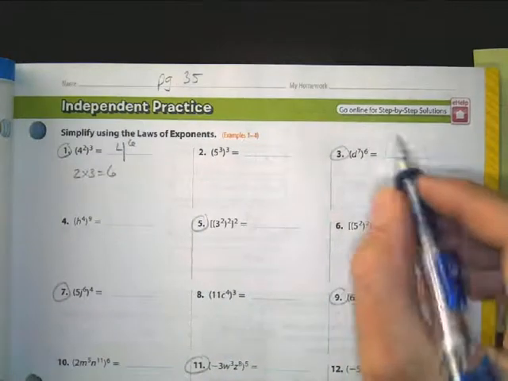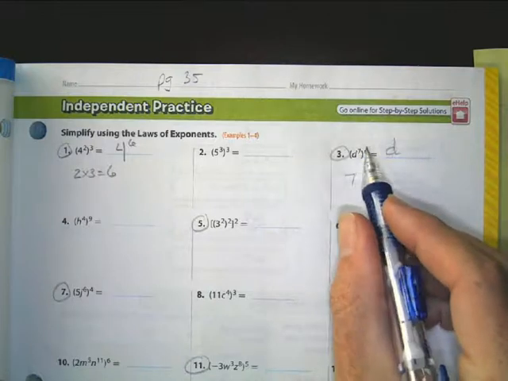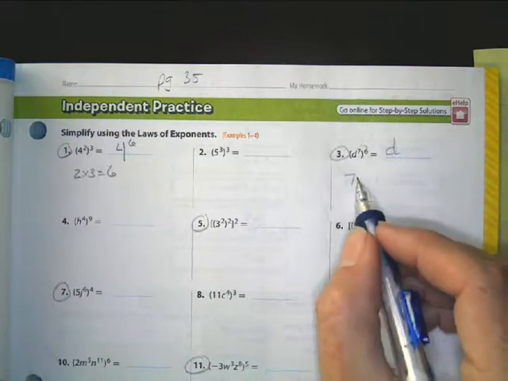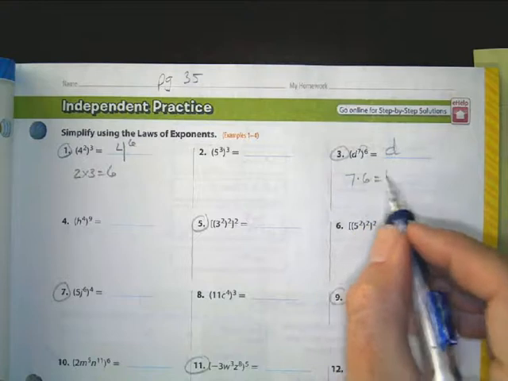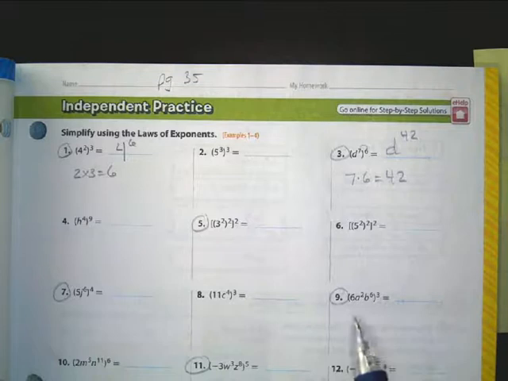On number 3, I have a d that stays the same. That's my base, and now I look at the exponents. I'm going to multiply 7 times 6, and 7 times 6 is 42. So this becomes d to the 42nd power.